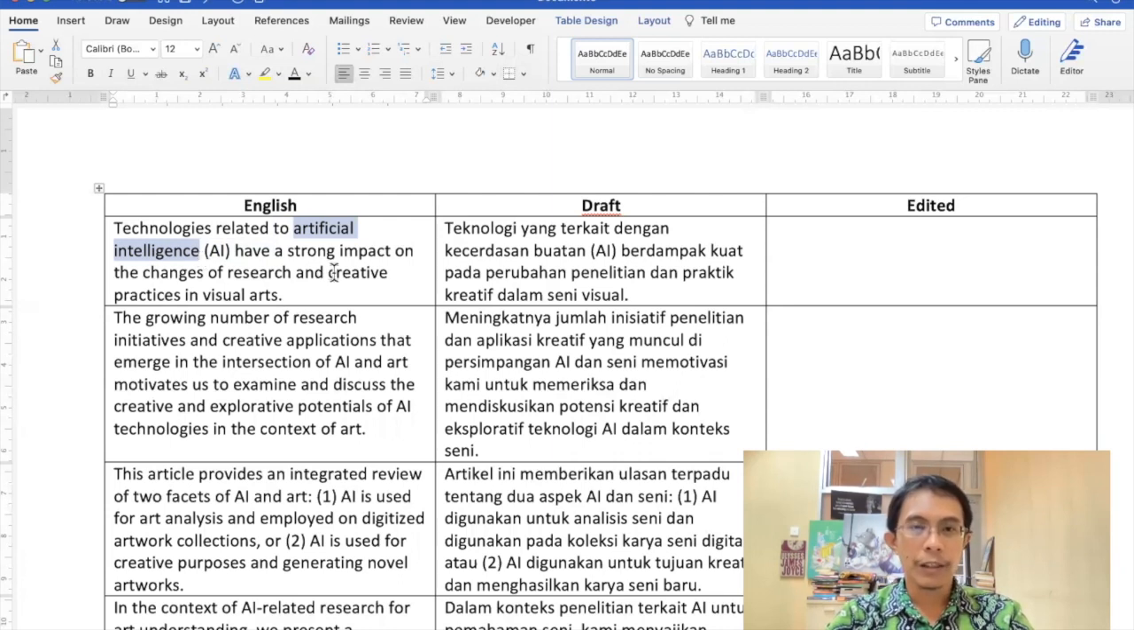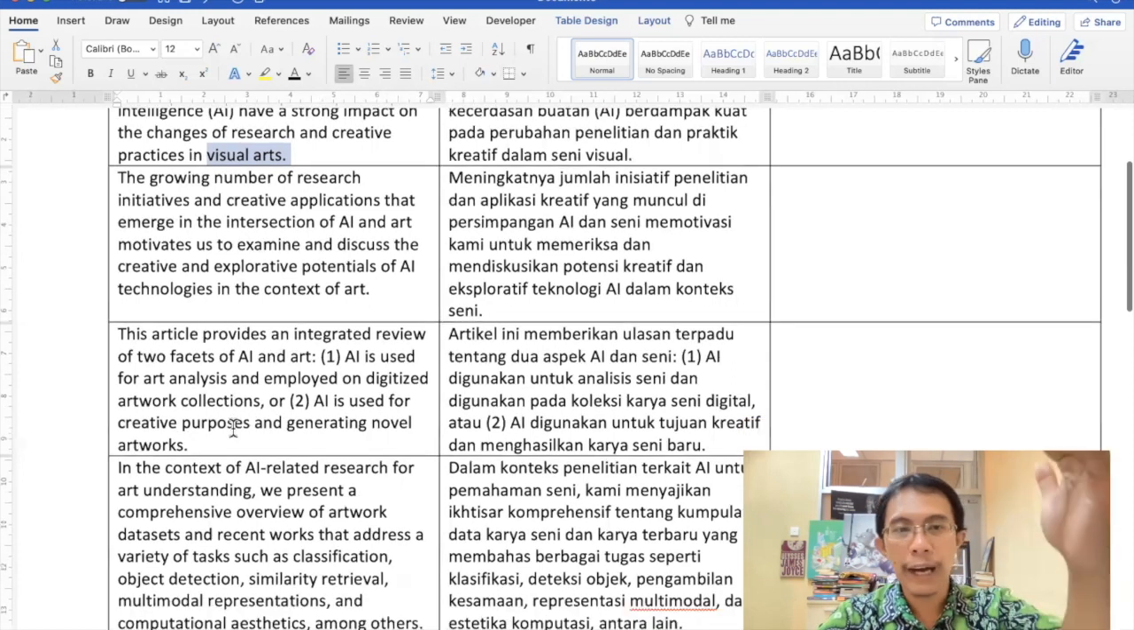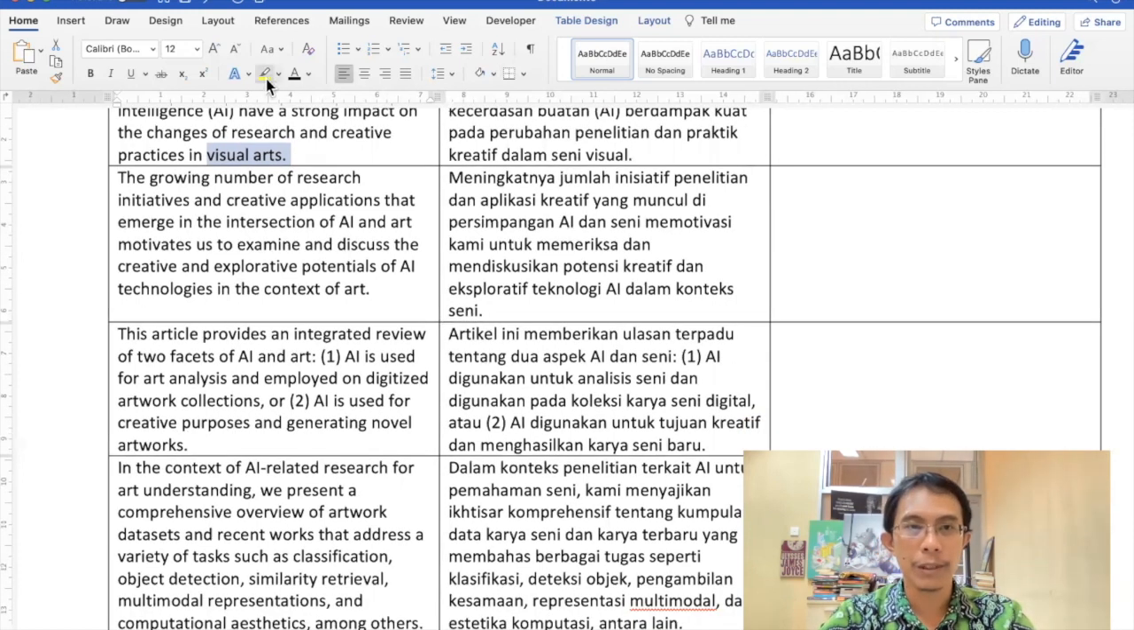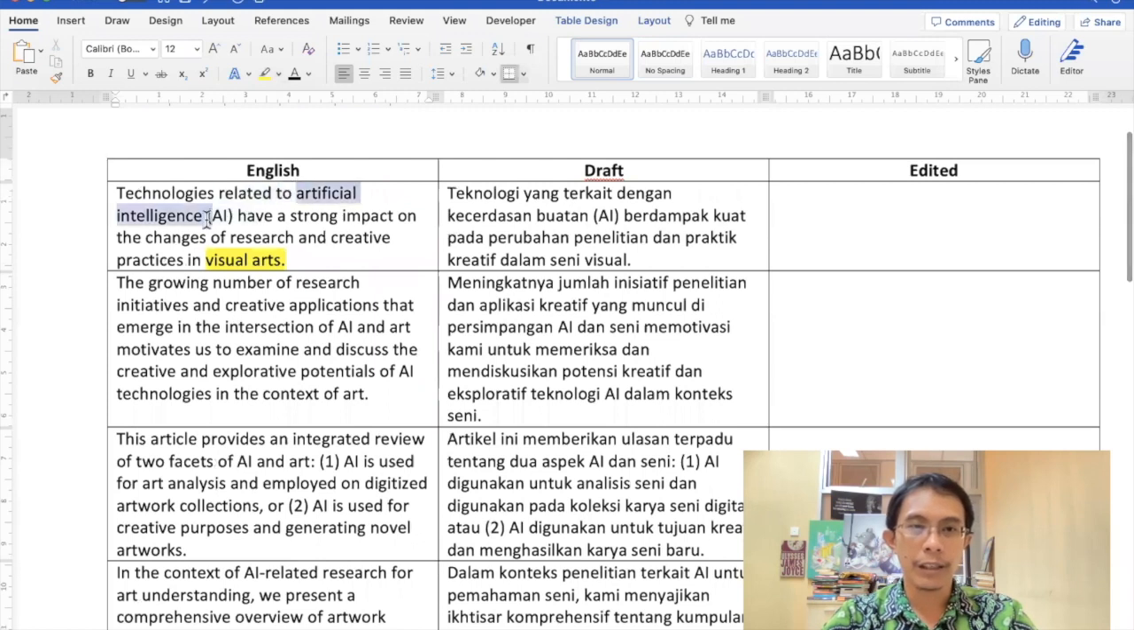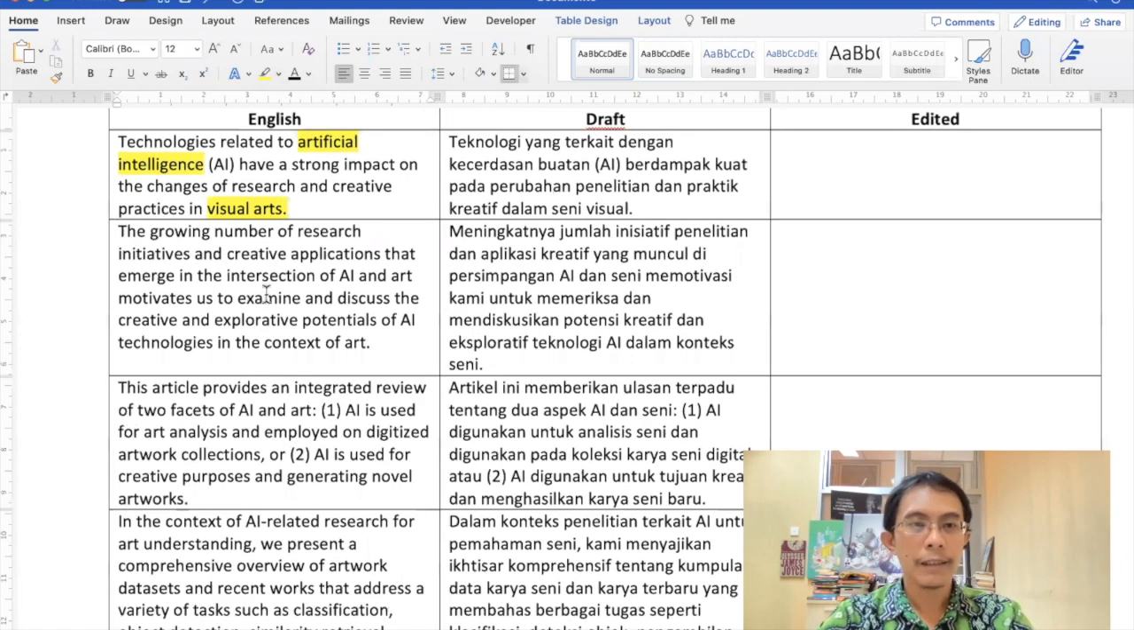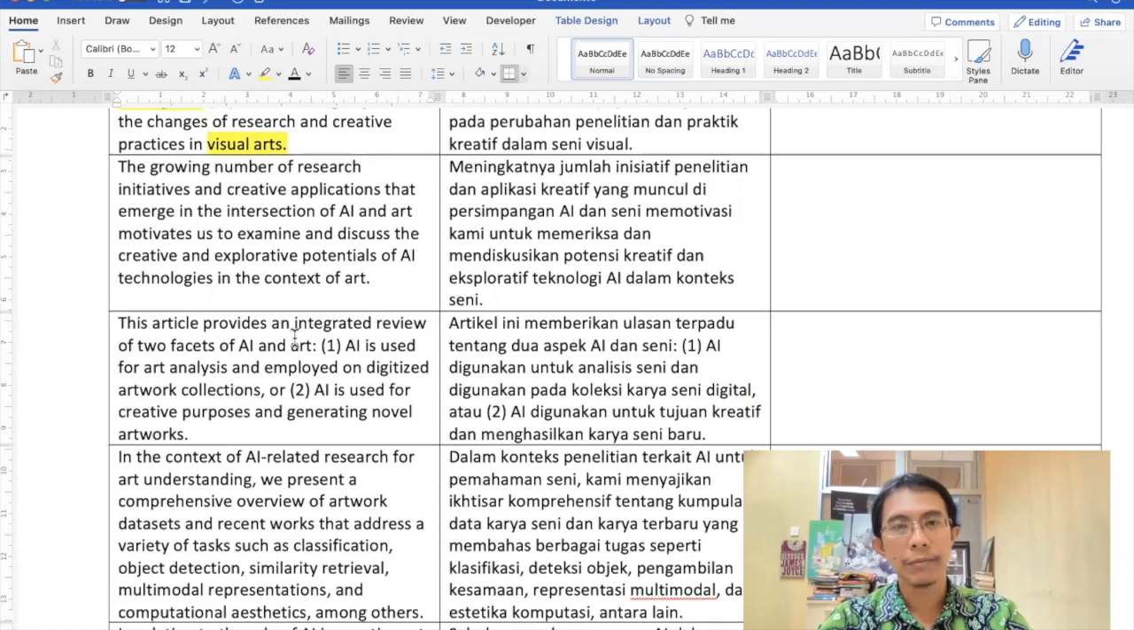And then creative practice in visual arts. Visual arts is a technical thing. How should we translate it? Maybe seni visual. That's our decision. Okay, as usual. So you find all of the technical terms, and if you are so kind, you can give a highlight like this. And after that, you keep going and find all of the technical terms.